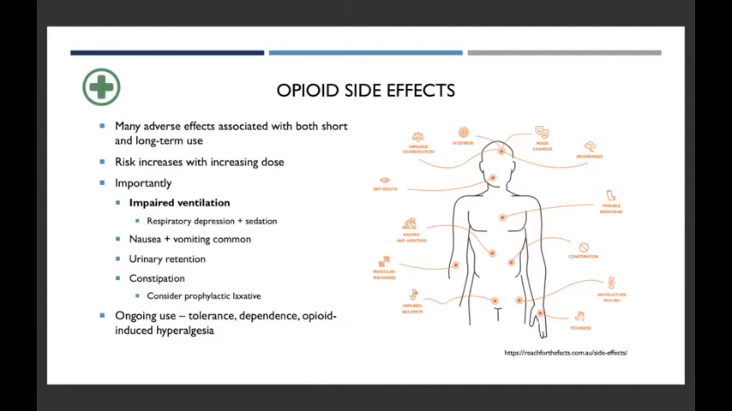In terms of ongoing use of opioids, they can develop tolerance, dependence, and opioid-induced hyperalgesia. So basically they require more of the opioid for the same amount of relief. They'd get dependent on it and have withdrawal symptoms when they come off. And the hyperalgesia means they're more sensitive to the same level of stimuli that they were previously.